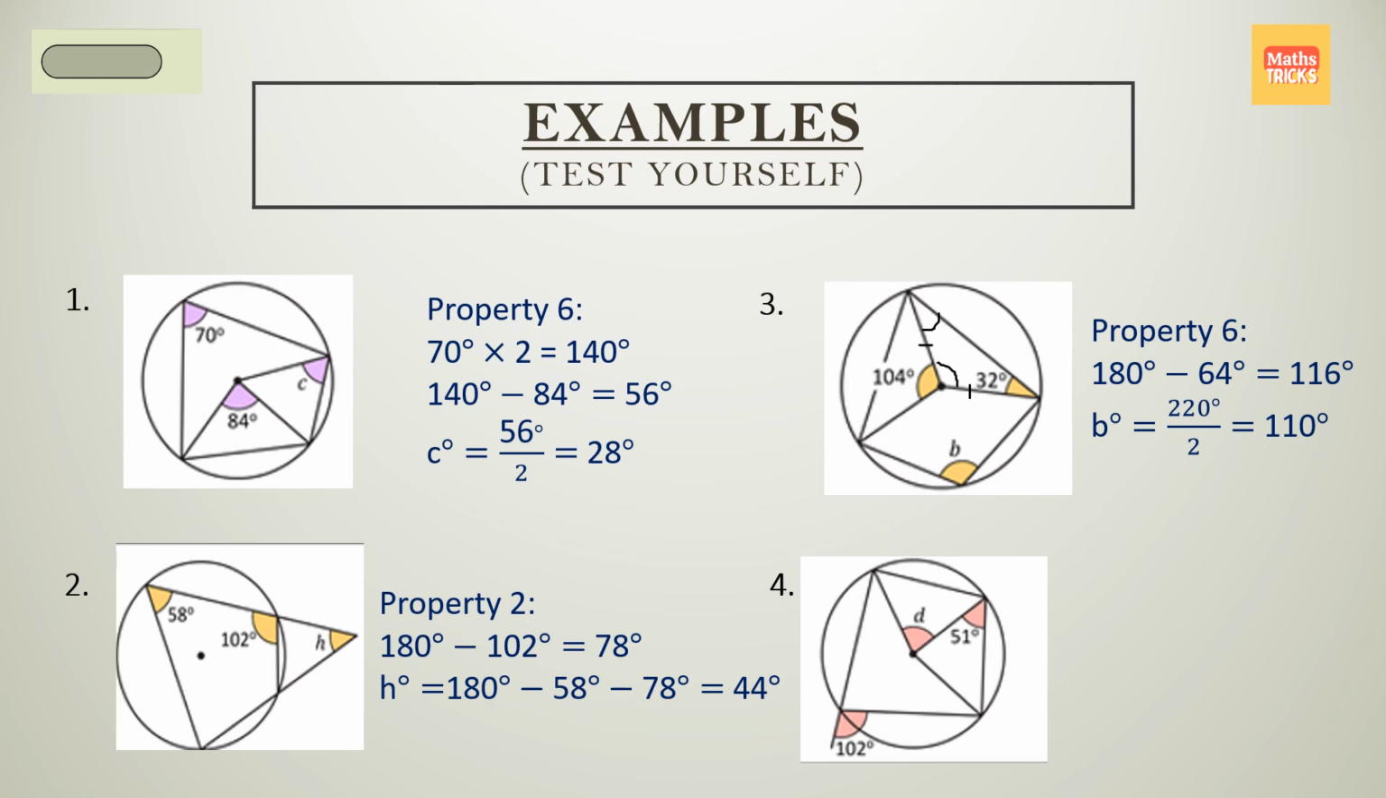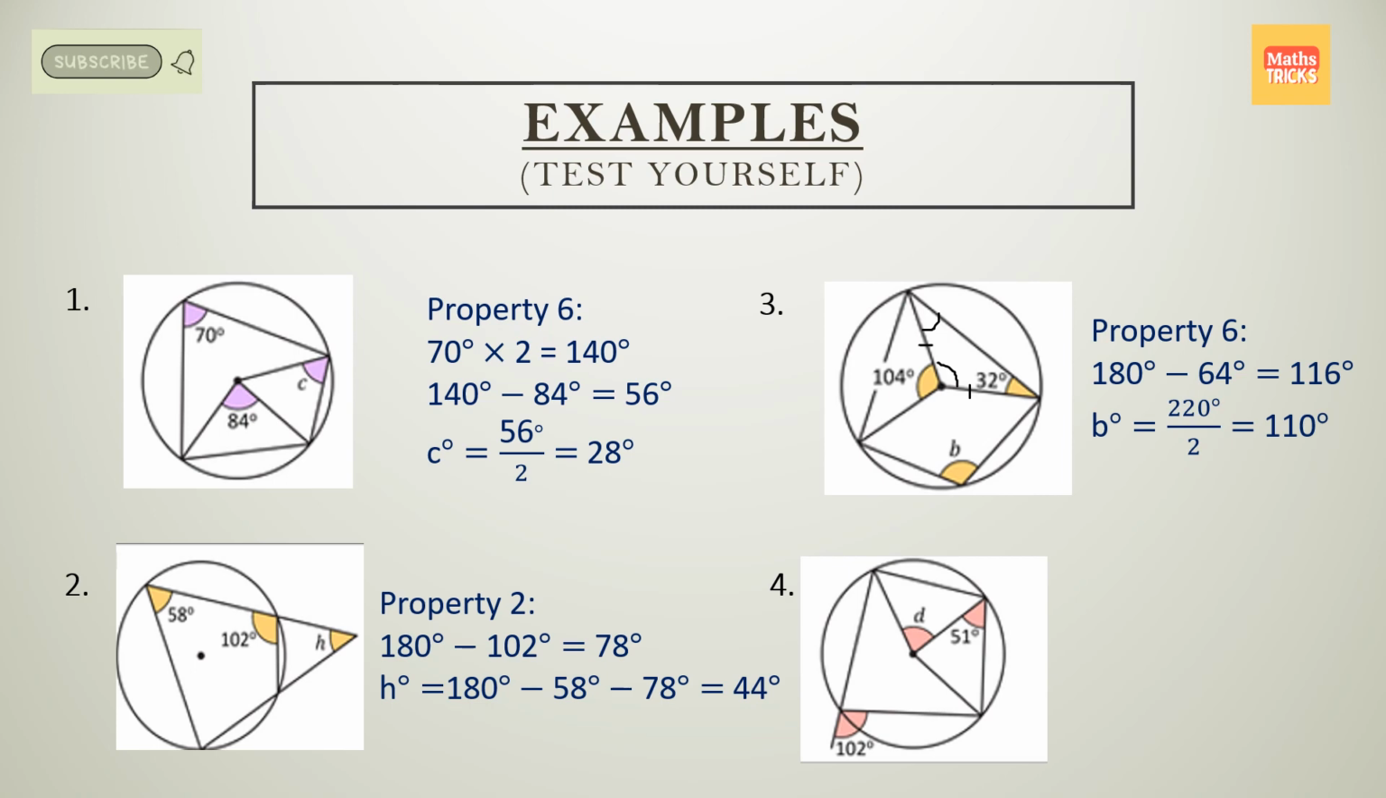104 plus 116 will be the center angle of this B, which will be 220 degrees. 220 divided by 2, as said in property number 6, will be 110 degrees, which will be the answer for B.